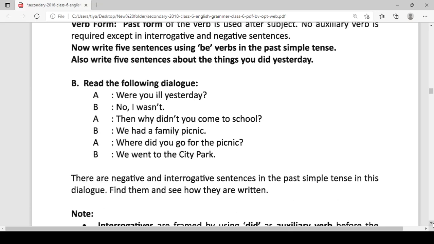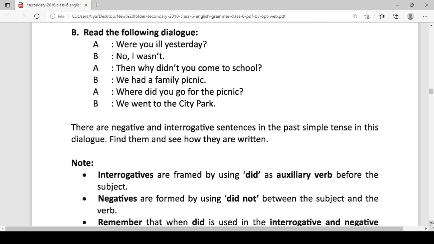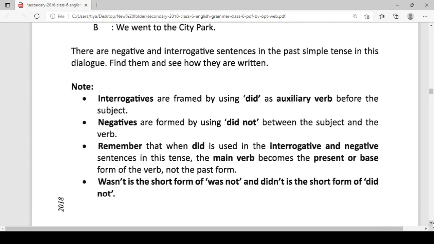Now, were you ill yesterday? No, I wasn't. Then why didn't you come to school? We had a family picnic. So these are the sentences in the past tense. Now interrogative sentences are framed by using the auxiliary verb did before the subject, because whenever we need to make an interrogative sentence in the past form, we just need to use did. Okay, so did as the helping verb before placing the noun.